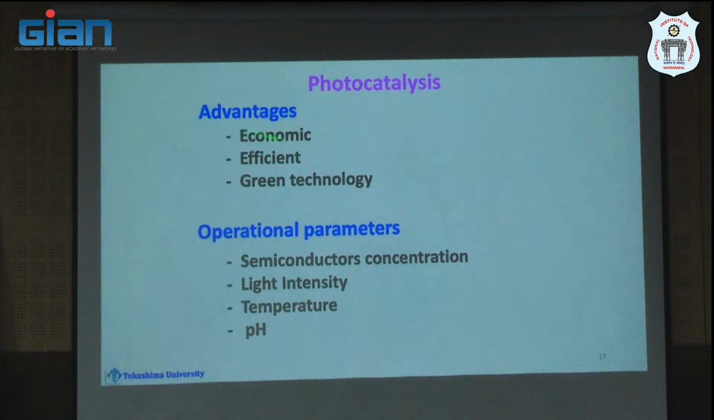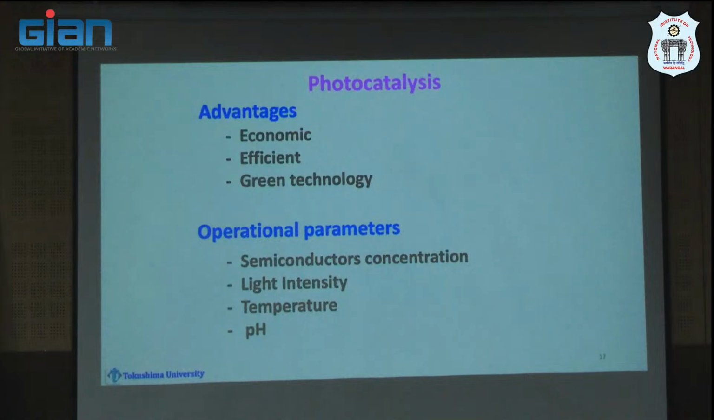First is economic, means it is a low cost method. That's why it is preferred for photocatalysis purposes. Efficient means it gives quick results. Visually you can see it. Green technology, because as I told, no external source or external support is required except the photocatalytic material. So these are the 3 biggest advantages of the photocatalysis process.